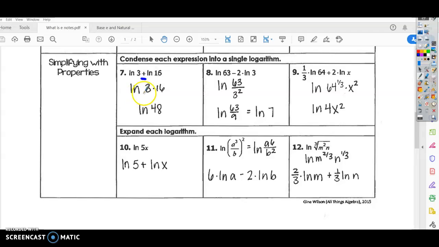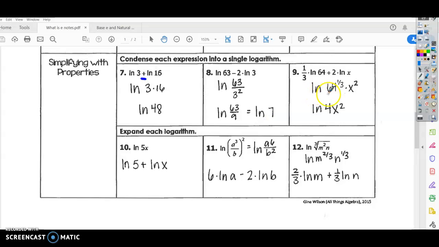And we're going to say log of 3 times 16 and then just multiply the 3 times 16 to get 48. Here, subtraction means division. So we're going to have log of 63 divided by the coefficient becomes the power. So it's 3 squared on the bottom. 63 divided by 9 is just log of 7. Okay, these should be familiar because we already learned the properties before.